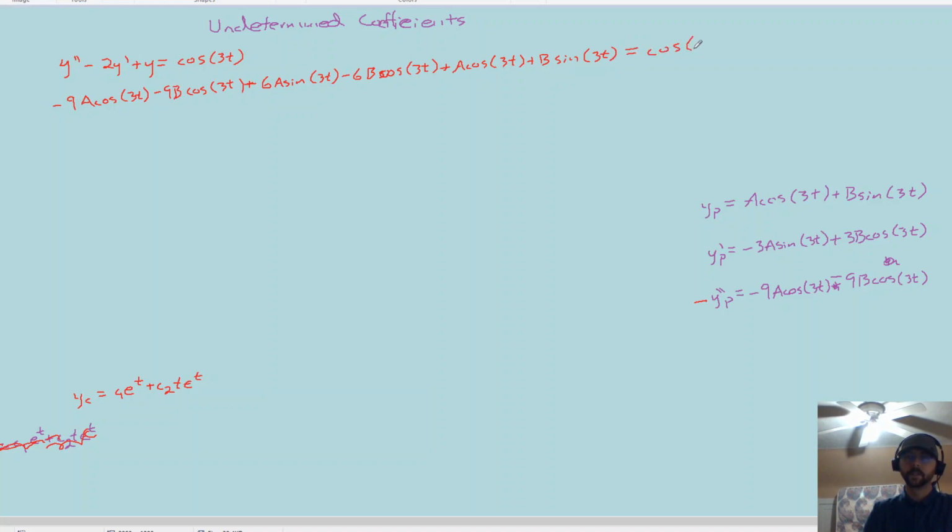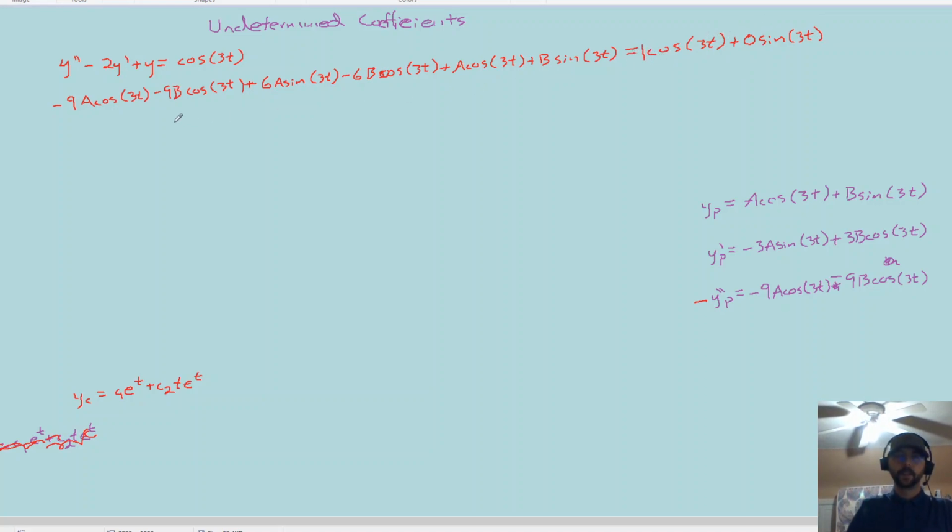cosine of 3t. So on the left-hand side, we have a bunch of terms in terms of cosine of 3t or sine of 3t. On the right-hand side, we have a cosine of 3t. So we're going to want to think of this as 1 cosine of 3t, and so we're going to add to it 0 sine of 3t, because 0 times sine of 3t is 0. So we didn't change the equation, but we're going to make use of that, and you can write a 1 here.